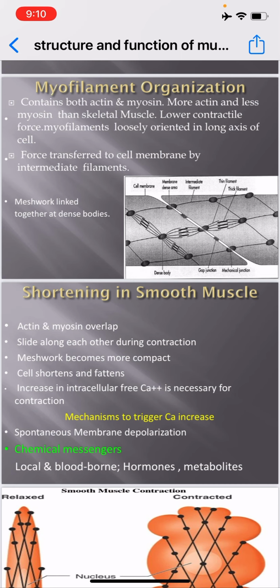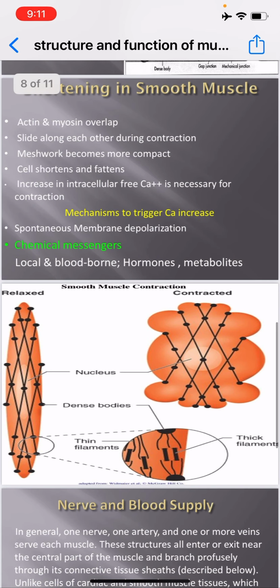Shortening in the smooth muscle. Actin and myosin overlap and slide along each other during the contraction. Meshwork becomes more compact. Cell shortens and fattens. An increase in intracellular free calcium ion is necessary for the contraction. Mechanisms to trigger calcium increase: spontaneous membrane depolarization, chemical messengers, local and blood-borne hormones and metabolites.